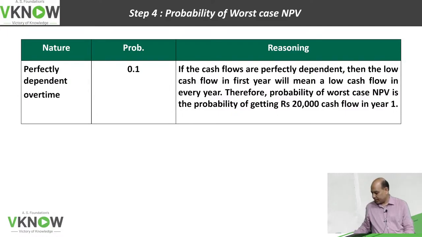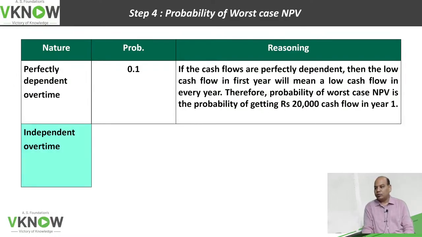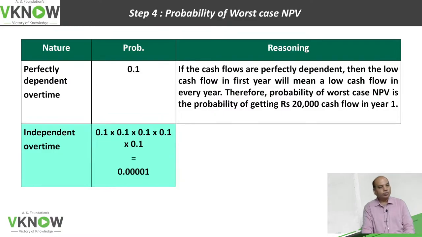Okay, now write down independent over time. Under that write, you have to multiply all the 5 year probabilities: 0.1 into 0.1 into 0.1 into 0.1 into 0.1. Because what will happen in the second year is independent of what will happen in the first year. So it is like this.